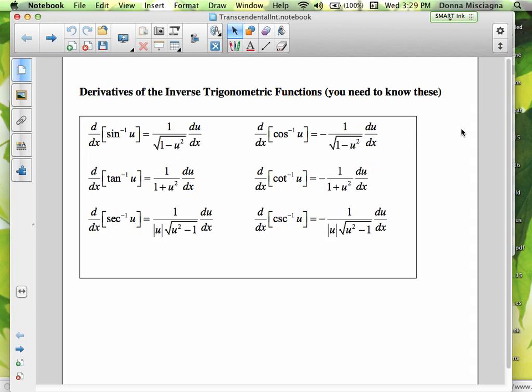So yeah, for instance, if it's not just an x, it's a 5x, then it'd be multiplied by 5. But no, I was talking about when we first learned these.